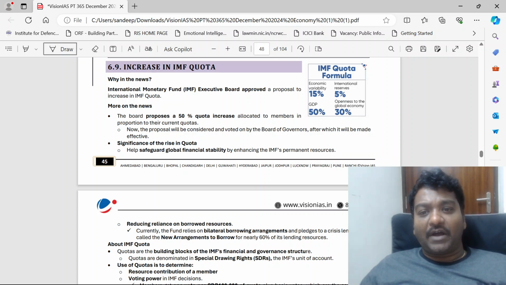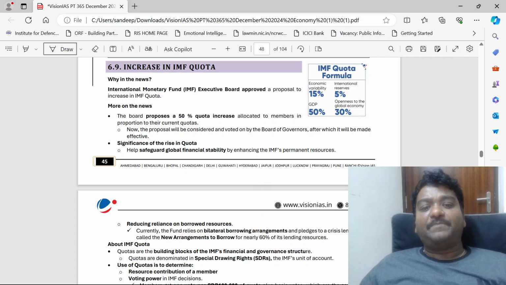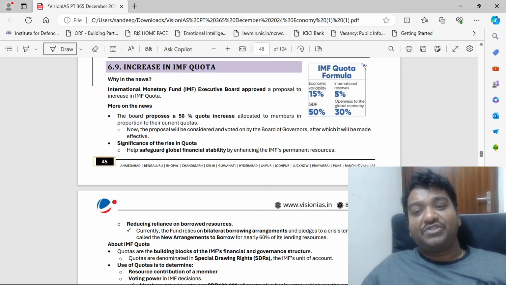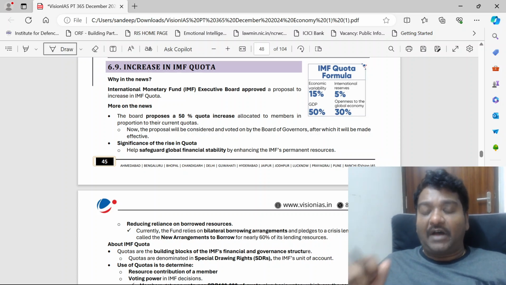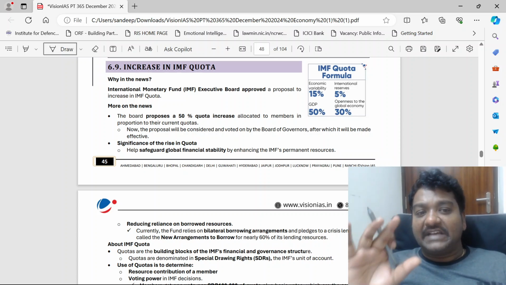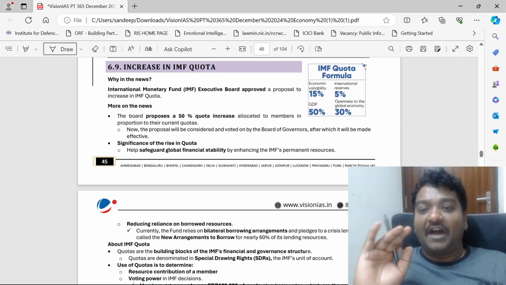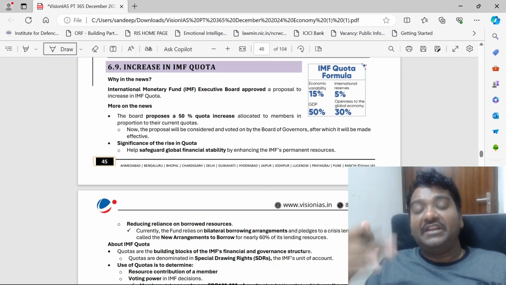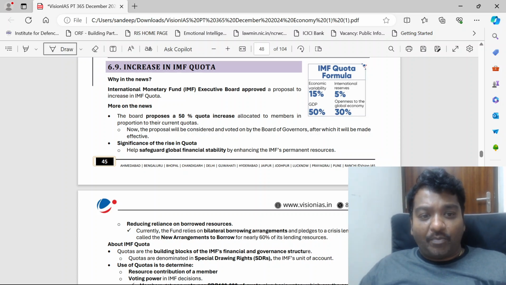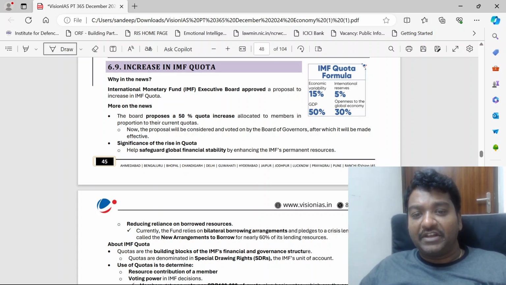Increase in IMF quota. See, guys, basically, it is the US which tries to control the IMF, and every country is asking, please increase the IMF quota so that we all can increase our shares. Okay, the board proposes a 50% quota increase allocated to members in proportion to their current quotas. Now the proposal will be considered and voted. Okay, IMF quota formula: economic variability 15%, international reserves 5%, GDP 50%, openness to global economy 30%.